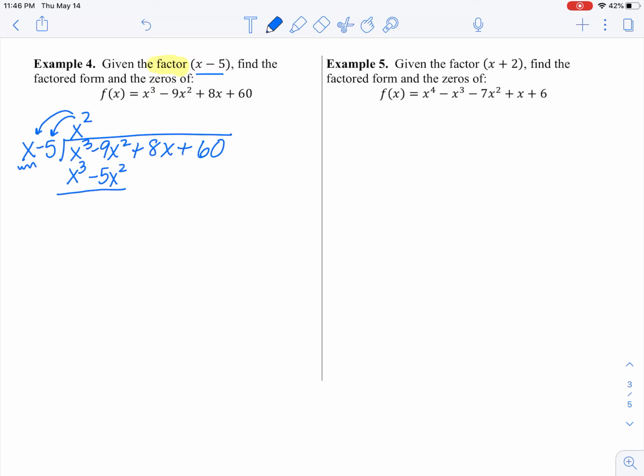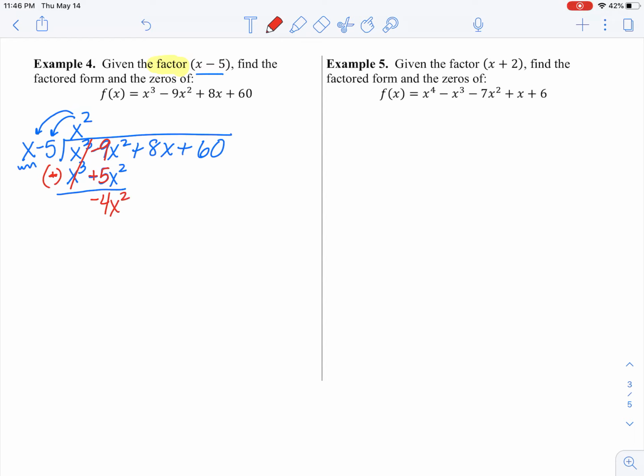And then just like in our integer example, we're going to subtract here. So we have to be careful when we subtract a polynomial that we subtract each set of like terms. So we're going to do x to the third minus x to the third. X to the third minus x to the third cancels. And then we're going to do negative 9 minus the negative 5. Well, minusing a negative 5, the two negatives cancel, and so it becomes plus. And so a negative 9 plus 5 is a negative 4x squared.